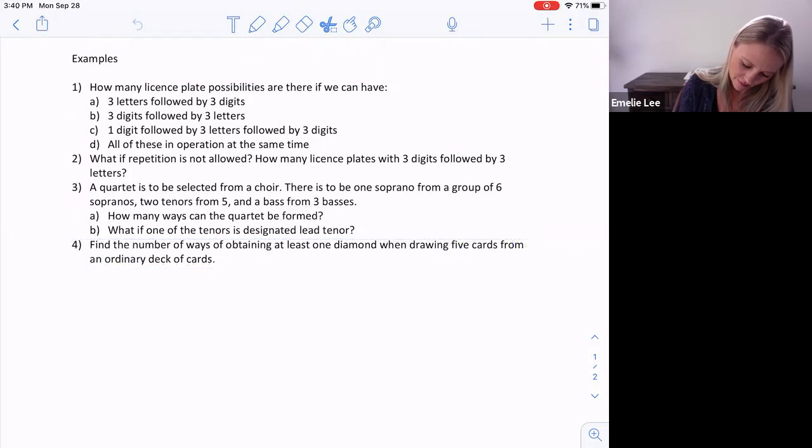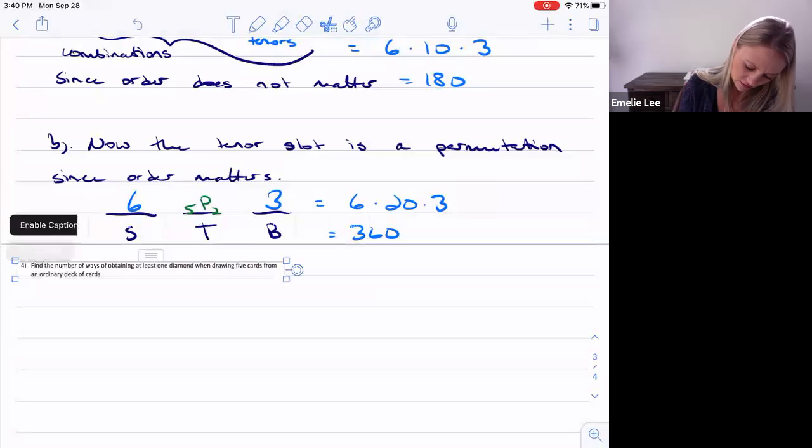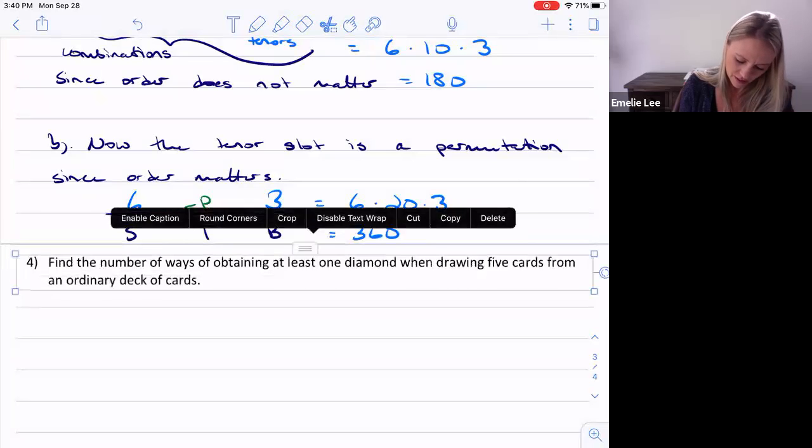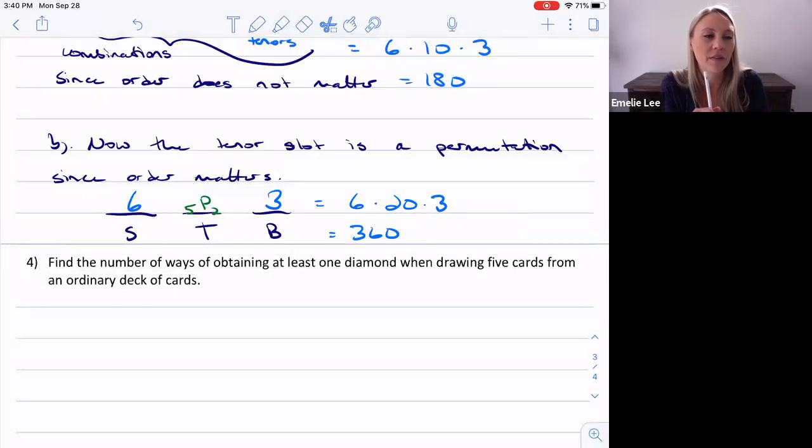So for our last example from this stuff, we've got a deck of cards, and we want to find the number of ways of obtaining at least 1 diamond when drawing 5 cards from an ordinary deck of cards. This is really hard, right? If you think about, okay, well, what do I have to do here? I have to have at least 1 diamond. Okay, so I could go through, and notice that I say could. I'll show you the trick in a little bit here.